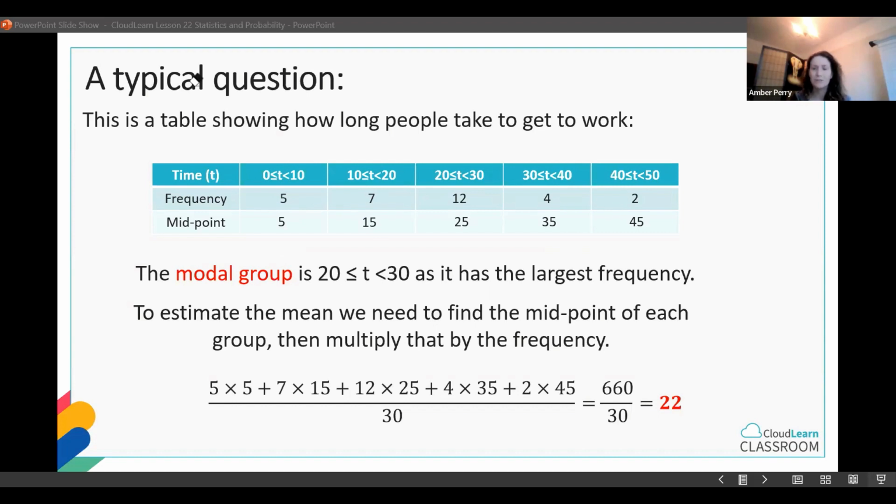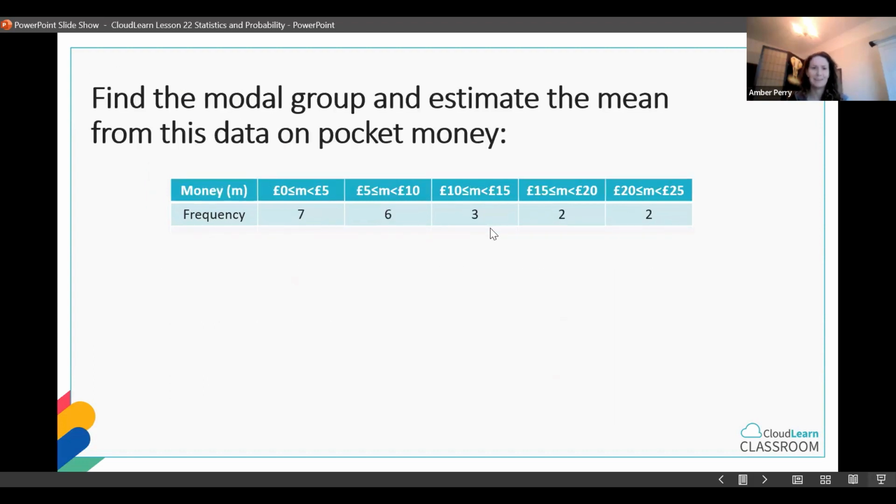Gosh, I've talked a lot, but we've got through quite a lot. Does anyone have any questions on this? Sorry, I've gone so fast. Okay. Right, so here is a task. I'm going to give you just a couple of minutes to have a go at the task. So you're going to find the modal group and an estimate for the mean, and you're going to pop it in the chat.